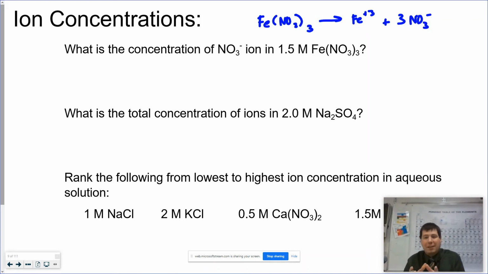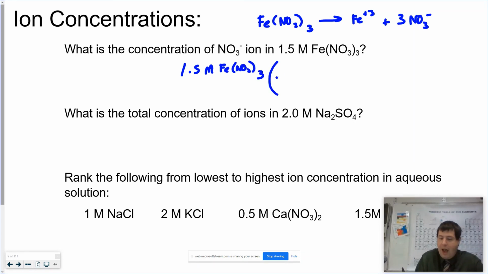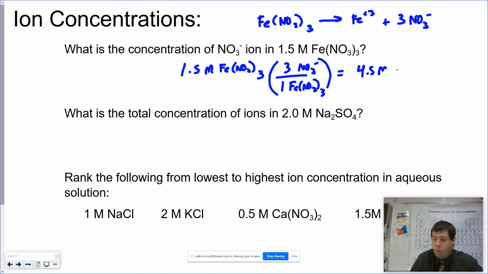So I can make a little chemical equation and then relate the two. If you've got 1.5 molar Fe(NO3)3, I hope it's kind of obvious that, well, for every 1 Fe(NO3)3 you have, there are 3 NO3 minuses. And so your molarity would just be 4.5 molar. There's 1.5 molar of this, so there's 3 times that amount of nitrate.